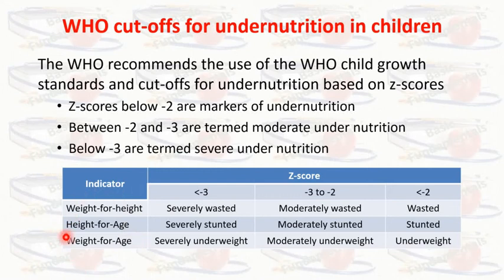These are the 3 main indicators: weight for height, height for age, weight for age, and these are the cutoffs of Z-score. If the Z-score of a child is less than -3, then we say that the child is severely wasted if it is for weight for height, and severely stunted if it is for height for age, and severely underweight if it is for weight for age. And if the Z-score is -3 to -2, then the condition may be moderately wasted, moderately stunted, or moderately underweight. Similarly, less than -2 indicates wasted, stunted, or underweight nutritional status.